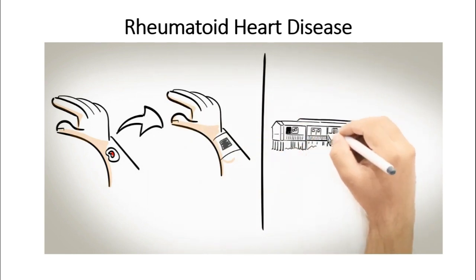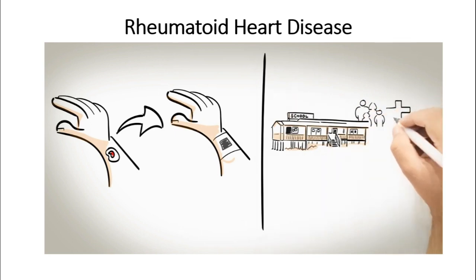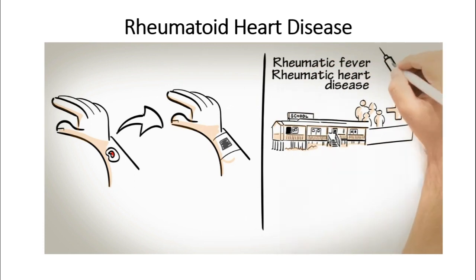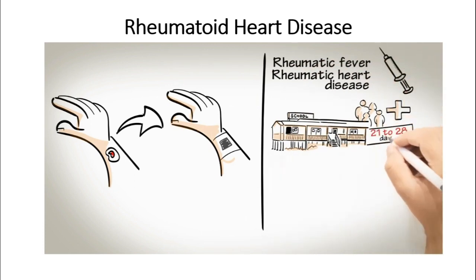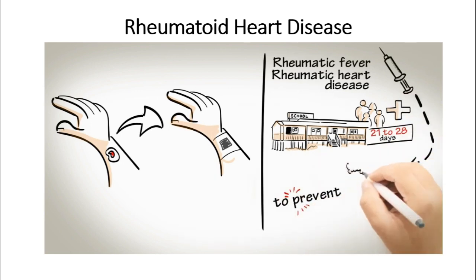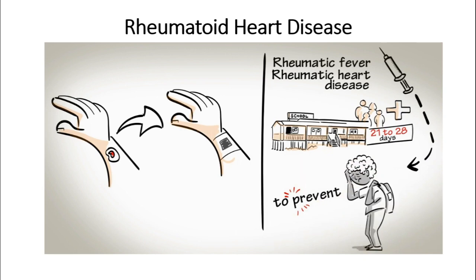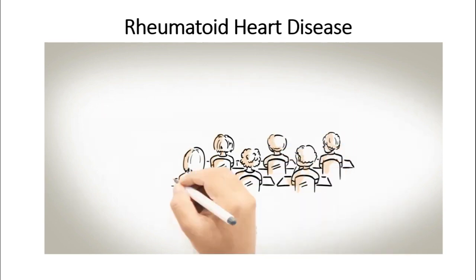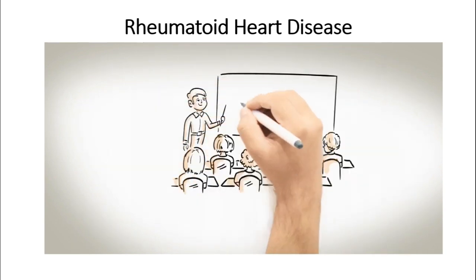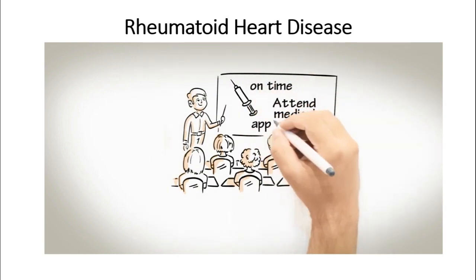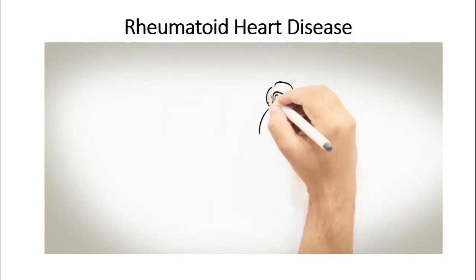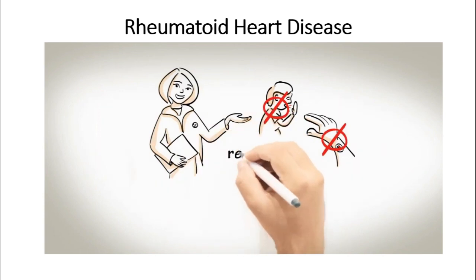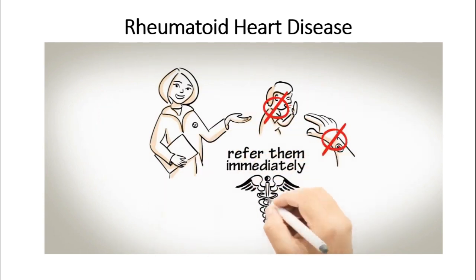Work together with the school, health services, and community to encourage the children who have had rheumatic fever or who have rheumatic heart disease to get regular antibiotic injections every 21 to 28 days. These injections are the best way to prevent further rheumatic fever and manage rheumatic heart disease. School staff play an important role in supporting children with chronic medical conditions. It is important that children get their injections on time and attend medical appointments as required. Sore throats and skin sores are not a normal part of childhood. If you are concerned about any of your students, please refer them immediately to the local health facility.